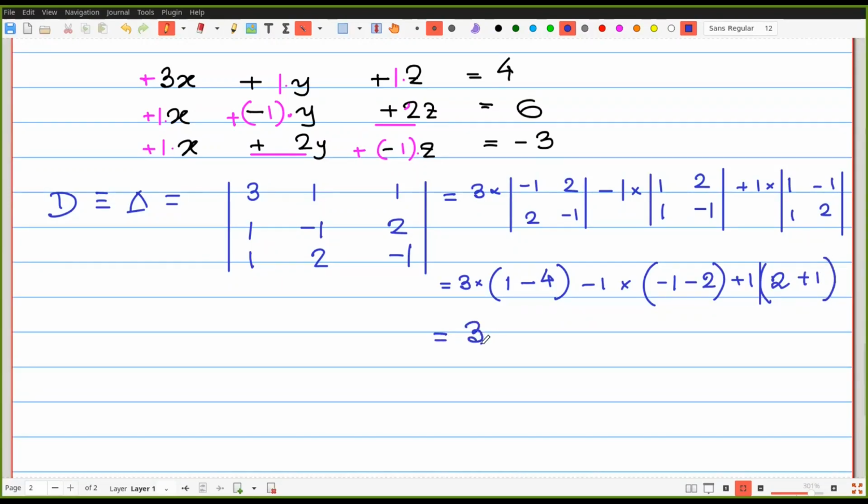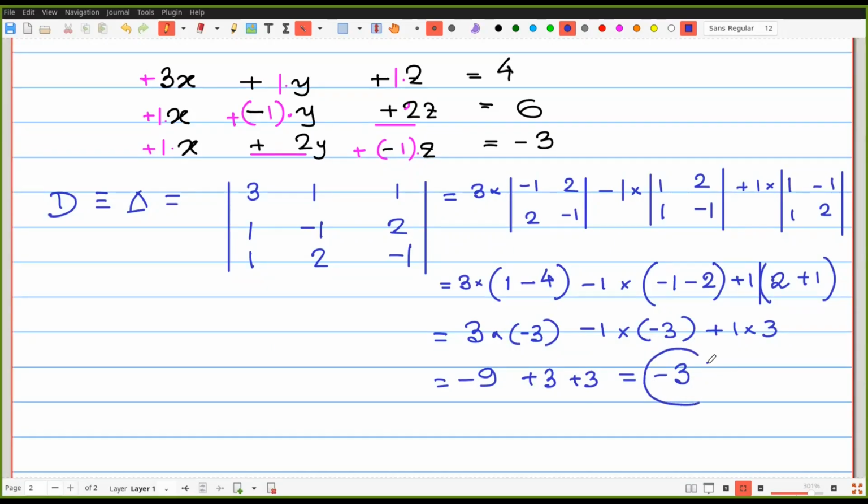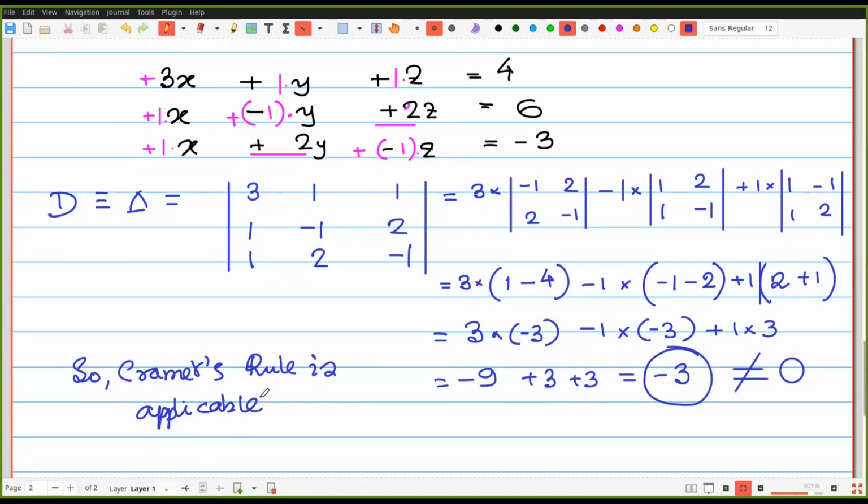So that one is becoming 3 into minus 3, minus 1 into minus 3, and plus 1 into 3. So that one is minus 9, plus 3 plus 3, that means minus 3. So minus 3, that means not equal to 0. So Cramer's rule is applicable. So we can proceed to the x at first.